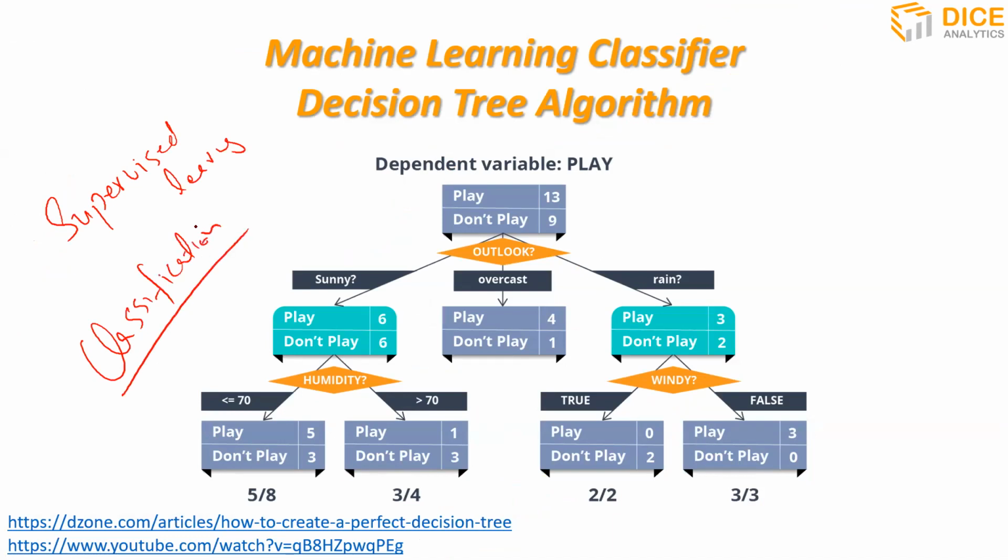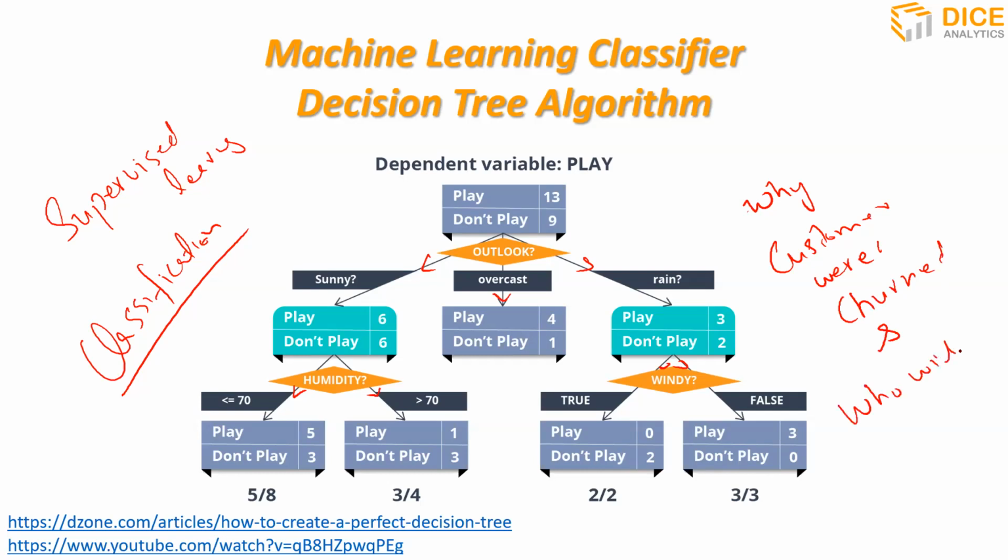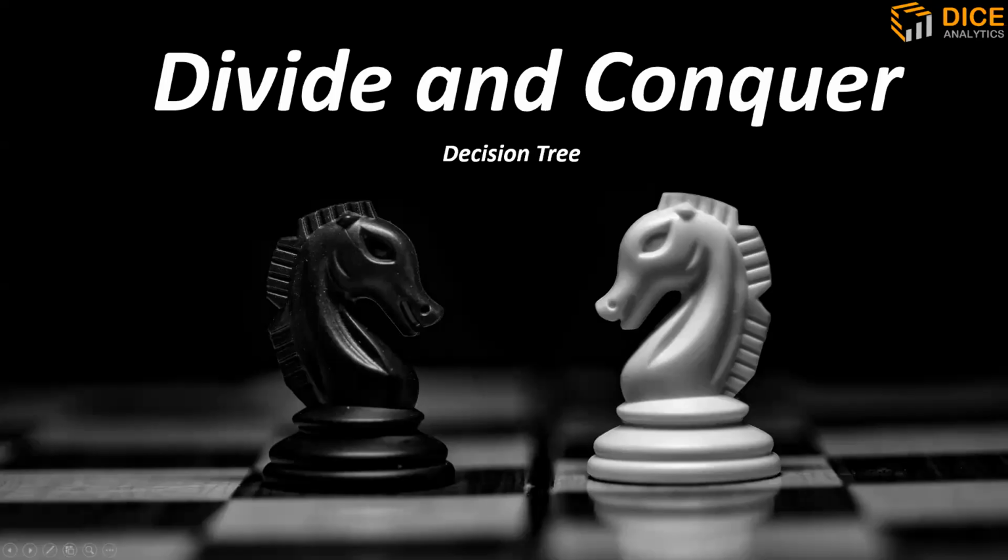Of course, this is not part of this workshop's explanation, but the decision tree eventually splits your data in a way that you start getting the answer to why customers churned, and who will be the next customers in line, right? So we also call this a divide and conquer methodology.